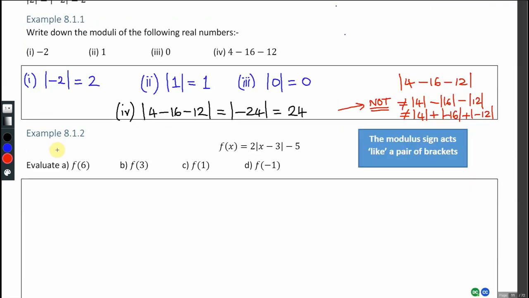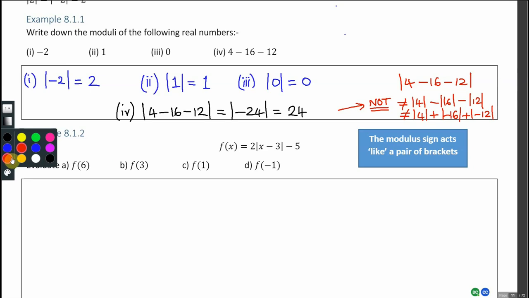Let's move on to the next example now. f of x is 2 times the modulus of x take away 3, and then after that take away 5. We're going to work out f of 6, f of 3, f of 1, and then f of minus 1. In the box it says the modulus sign acts like a pair of brackets. So it's not exactly the same, but it acts like a pair of brackets.